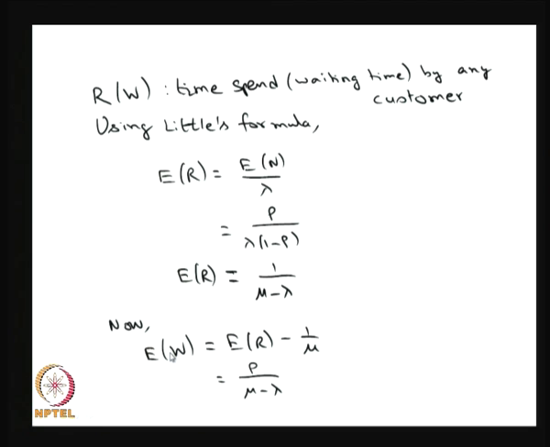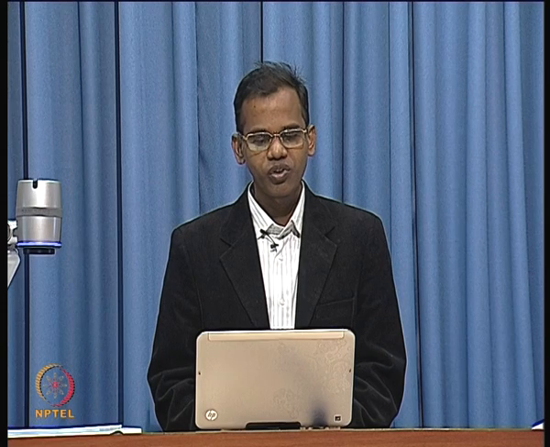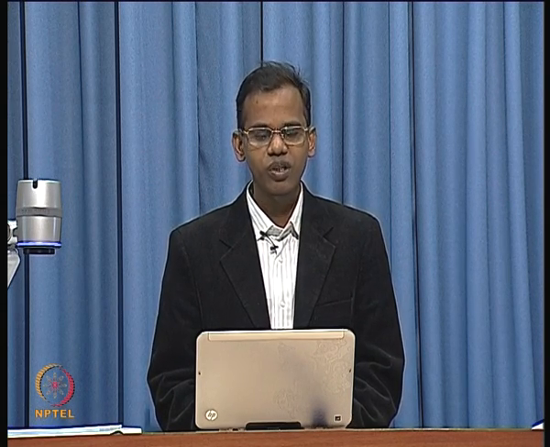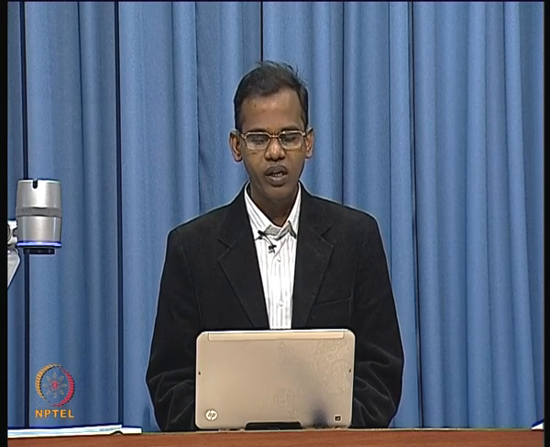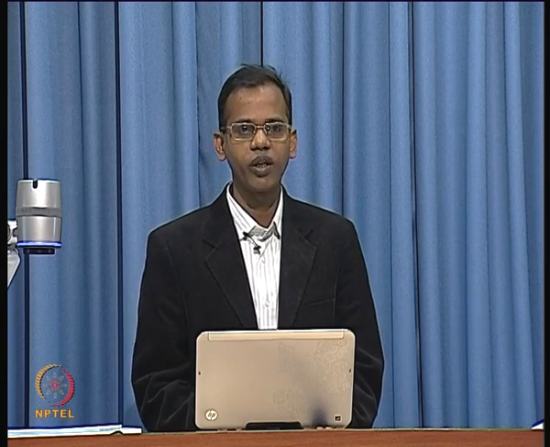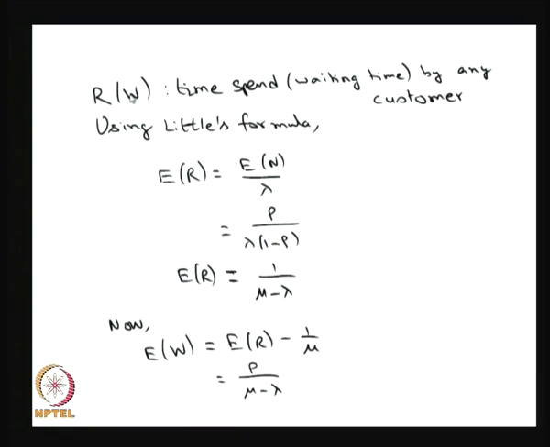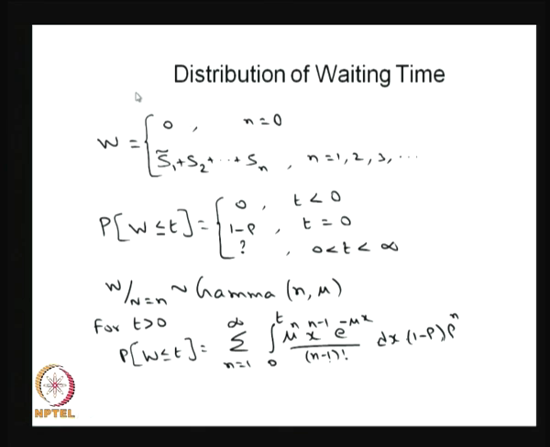Not only the average measures for the M/M/1 queue, one can find out the actual distribution for R as well as W, because this is the simplest Markovian queuing model, whereas for all other models it is a little more complicated, but still one can get it. So, this is the easy model in which one can find out the distribution of the time spent in the system as well as the waiting time of a customer in the queue. First, let us go for finding out the distribution of waiting time.